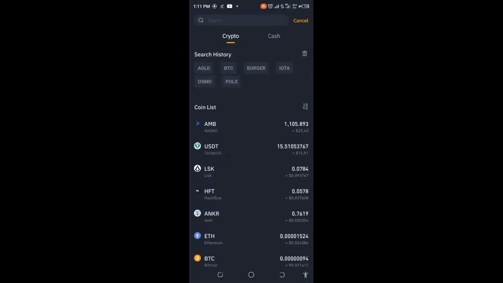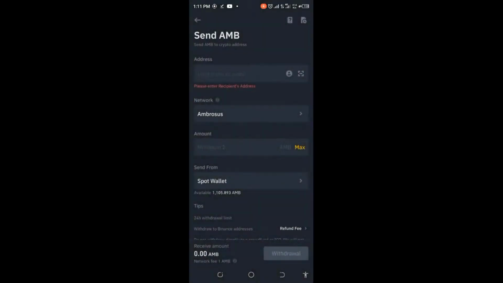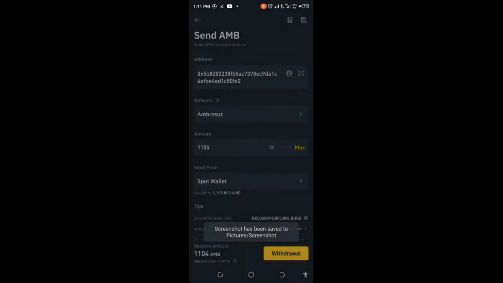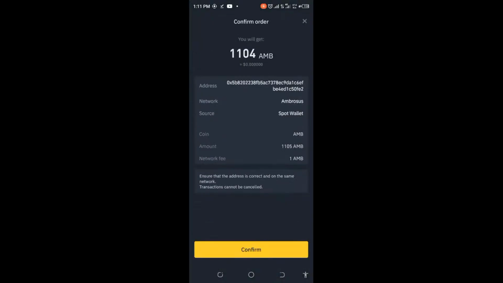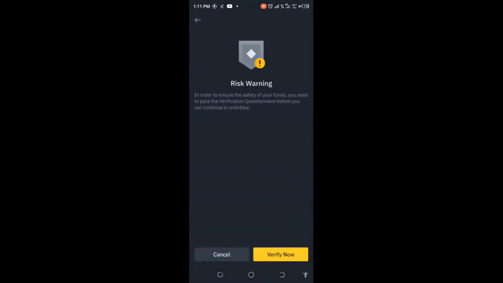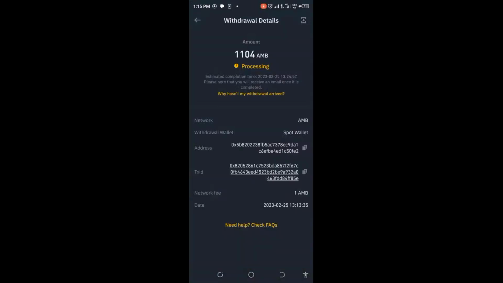You can see everything is here right now, and then we click on crypto network and we put in the address there. Good. Everything, and we put max. I guess everything is good to go. Let's take a screenshot as usual, and then we click on withdrawal. Good. Is everything fine? Let's see that. Confirm. All right. Let's click on verify now. You can see that our 1104 AMB is currently processing.